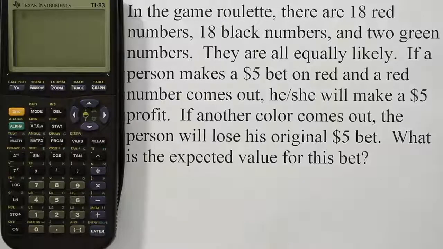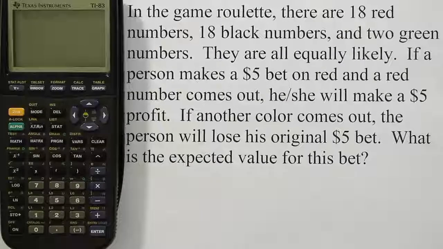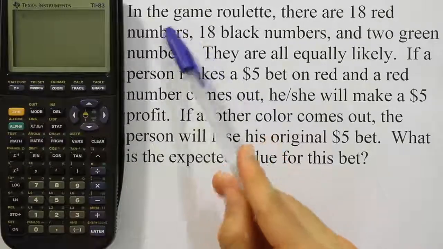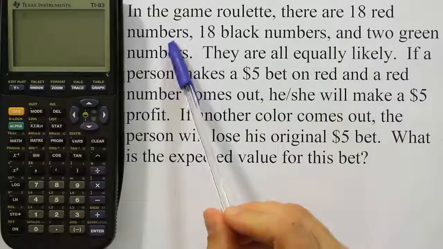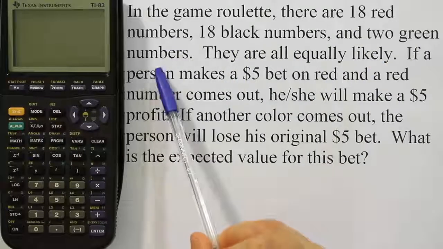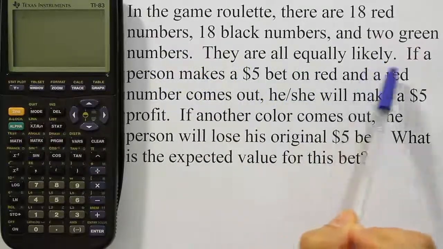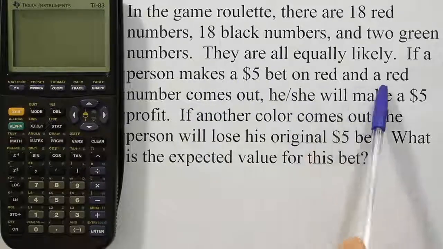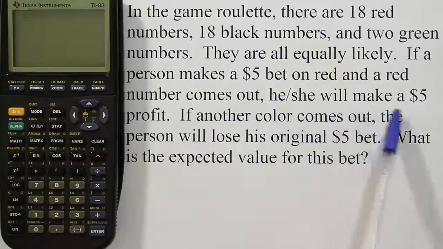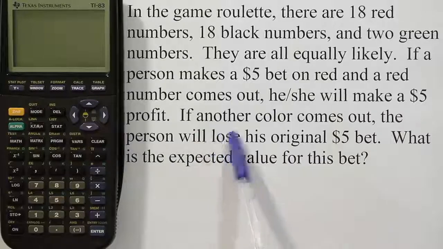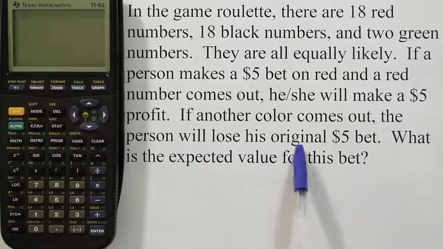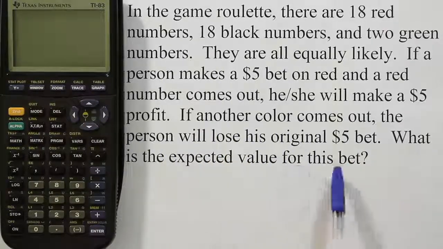All right, in this problem we're looking at using the graphing calculator to perform an expected value calculation. This problem says in the game roulette, there are 18 red numbers, 18 black numbers, and 2 green numbers. They are all equally likely. If a person makes a $5 bet on red and a red number comes out, he or she will make a $5 profit. If another color comes out, the person will lose his original $5 bet. What is the expected value for this bet?